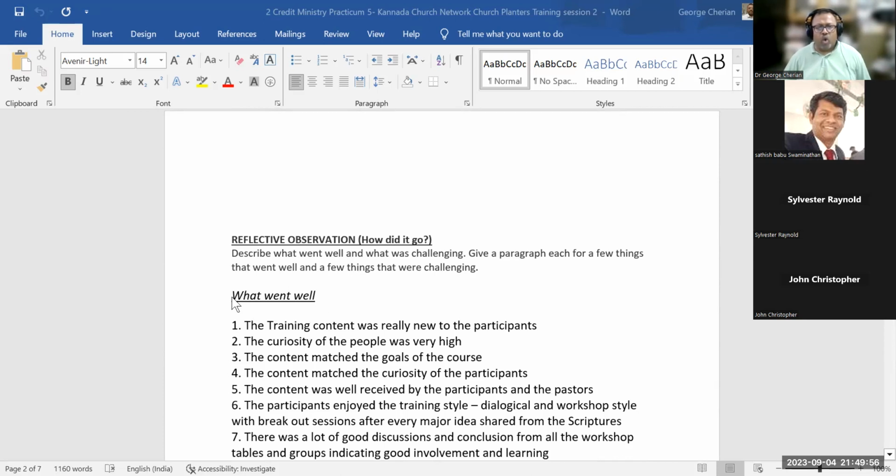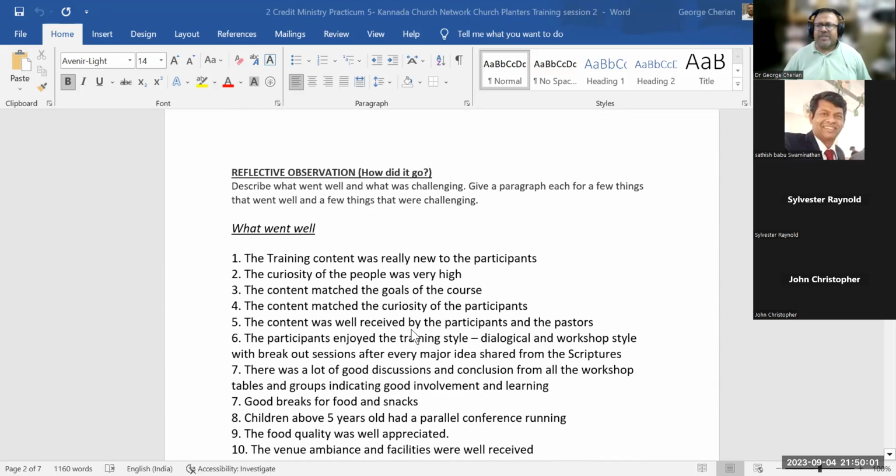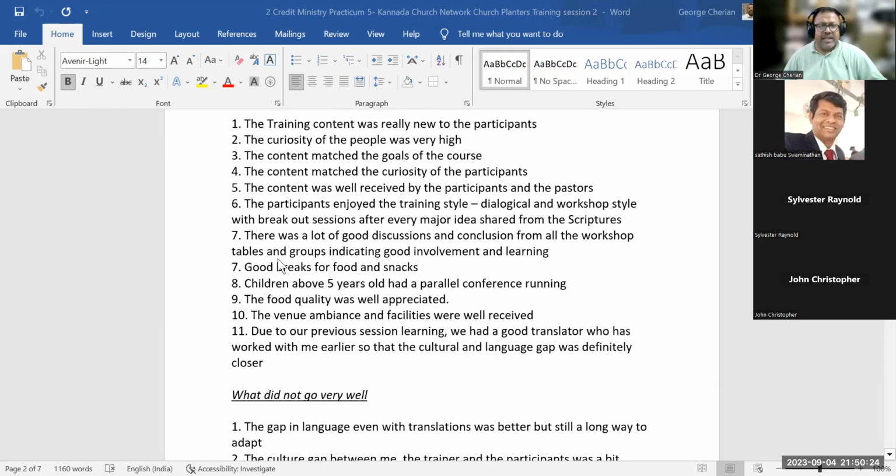How did it go? What went well? The training content was really new to the participants. That means there was freshness in the whole thing. The curiosity of the people was very high. The content matched the goals of the course. The content matched the curiosity of the participants. The content was well received by the participants and the pastors. The participants enjoyed the training style. We use a dialogical and workshop style with breakout sessions after every major idea shared from the scriptures.